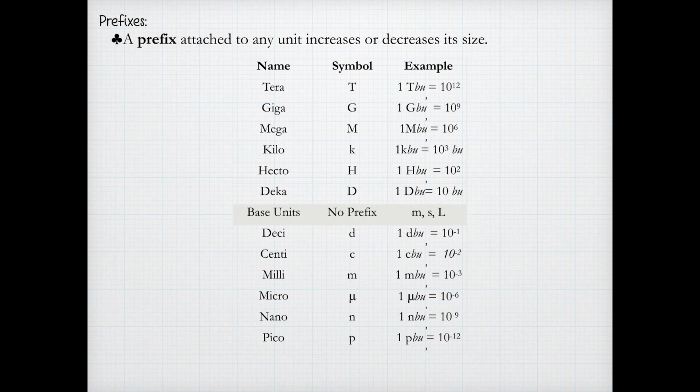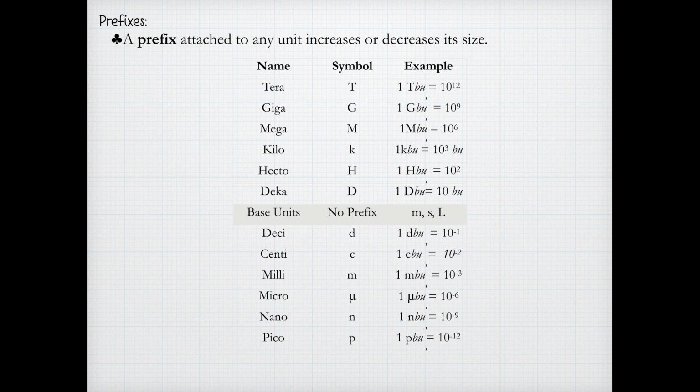Looking at prefixes in this section and looking at the conversion between different units using prefixes. So a prefix is attached to any unit and it either increases or decreases the size of that unit. So if you look first at this table, base units refer to units that do not have prefixes. So for example, meters are the unit for length, seconds for time, and liters for volume.